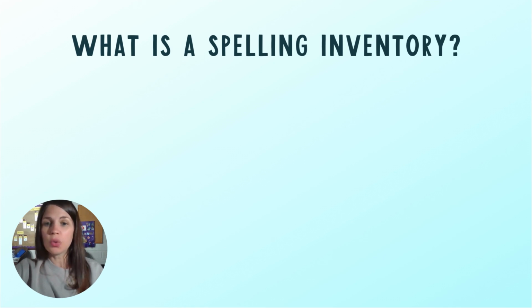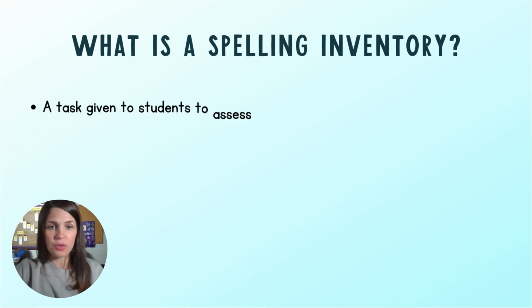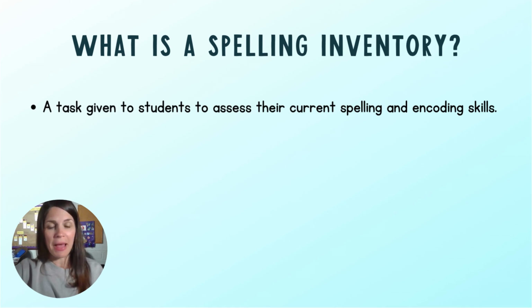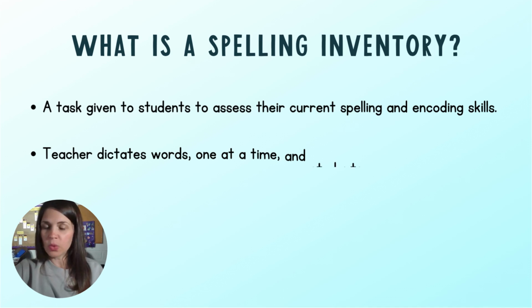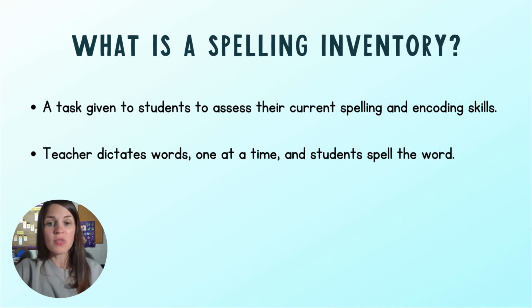A spelling inventory is a task given to students to assess their current spelling and encoding skill. What happens is the teacher dictates words beginning with simple words, then moves on to more complex words. As the teacher dictates one by one, the students spell the words. The inventory is then used to analyze the student's understanding of language, and it pinpoints exactly what a student knows and what a student doesn't know.